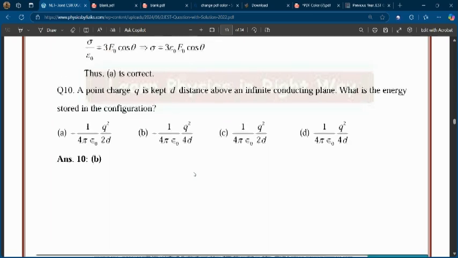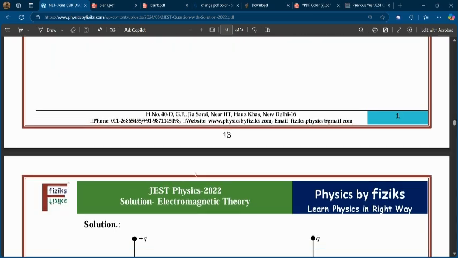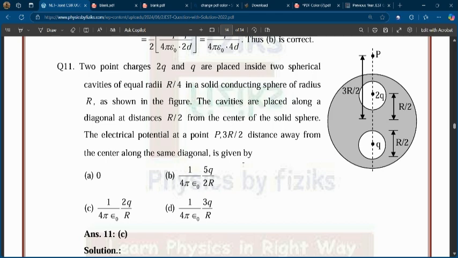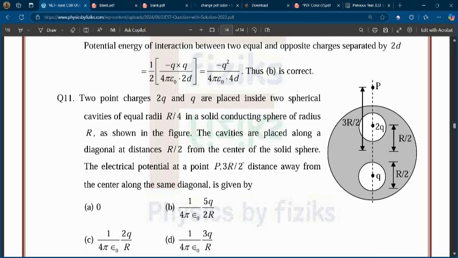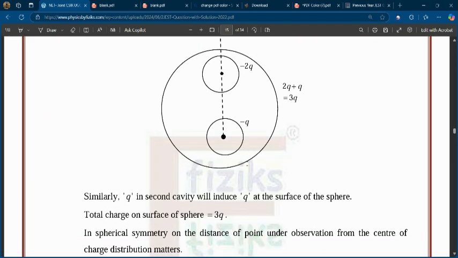EMT is a very good paper. It's a very interesting paper if you do it properly, if you understand it. Otherwise, sometimes it becomes tricky. But if you understand it, you'll enjoy it. And that's the thing.